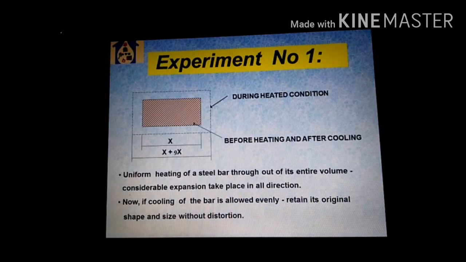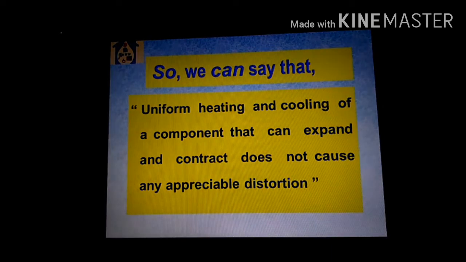Experiment number 1. Uniform heating of the steel bar throughout its entire volume. Considerable expansion takes place in all directions. Now, if cooling of the bar is allowed evenly, it retains its original shape and size without distortion. So we can say that uniform heating and cooling of a component that can expand and contract does not cause any appreciable distortion.